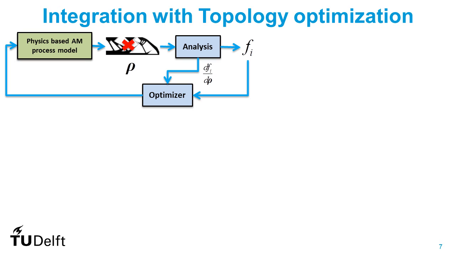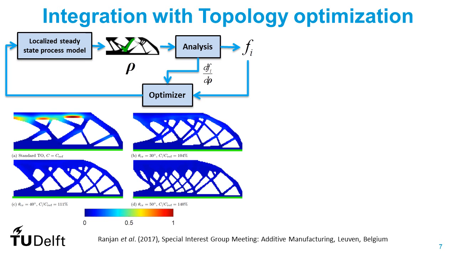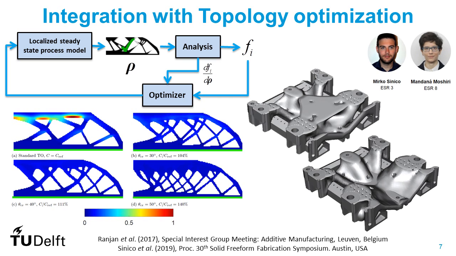So now we finally have a model that we can integrate with the topology optimization method. We did that and 2D results are shown on the left hand side. Next, we extended it to 3D for optimizing the design of an industrial injection mold. The results are shown on the right hand side. This study was done in collaboration with ESR 3 and 8.